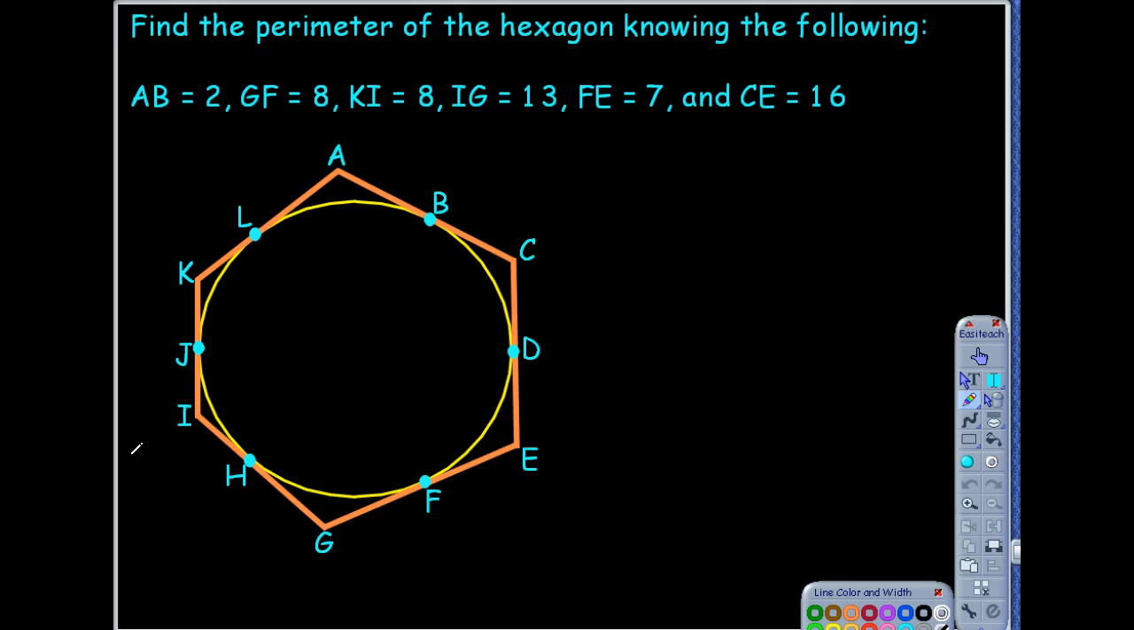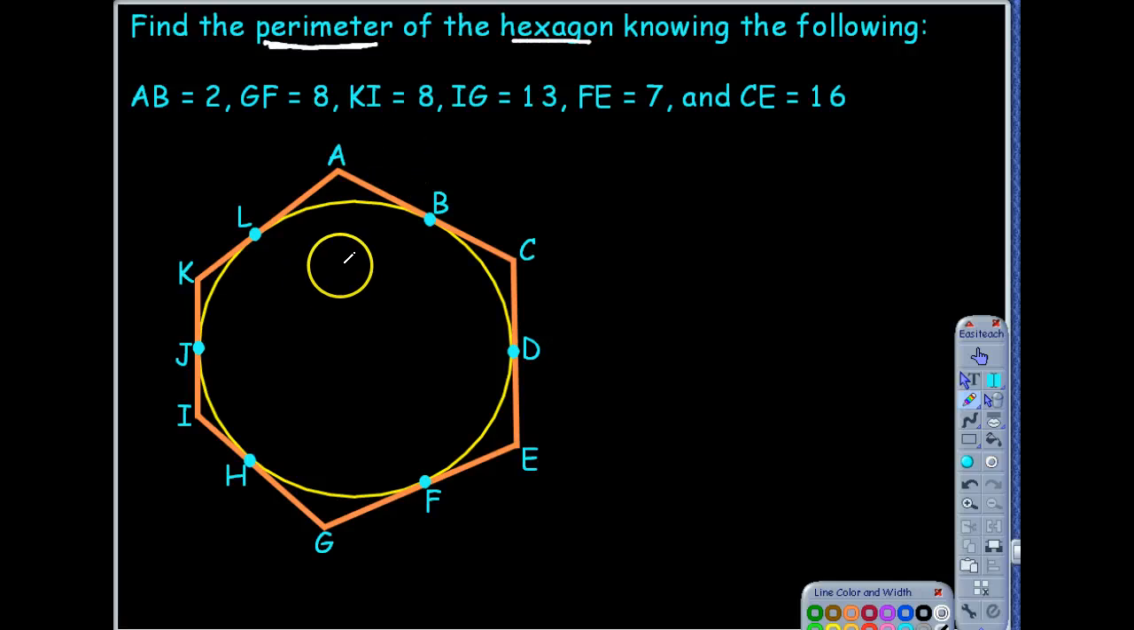It says find the perimeter of the hexagon knowing the following. Okay, so we're finding the perimeter of the hexagon. So the hexagon is this shape on the outside, but I noticed that there is a circle that is inscribed in it. Now, let's just make sure we're good with what perimeter means. Perimeter basically means... Add all the sides. Okay, so if I know all the side lengths, I can add them up. I'm good to go. Now, here's the deal, and I like that you pointed out. There is a circle inside of that hexagon.